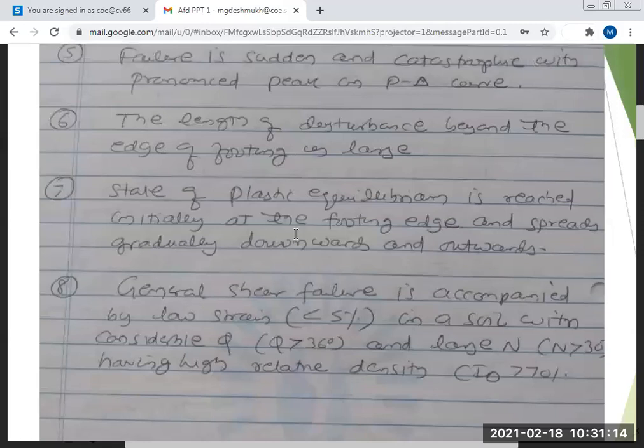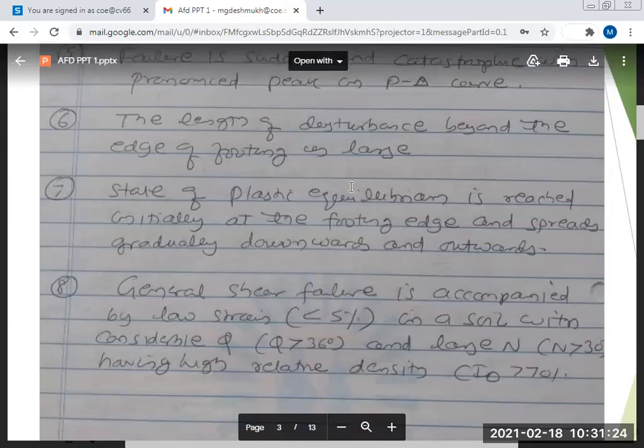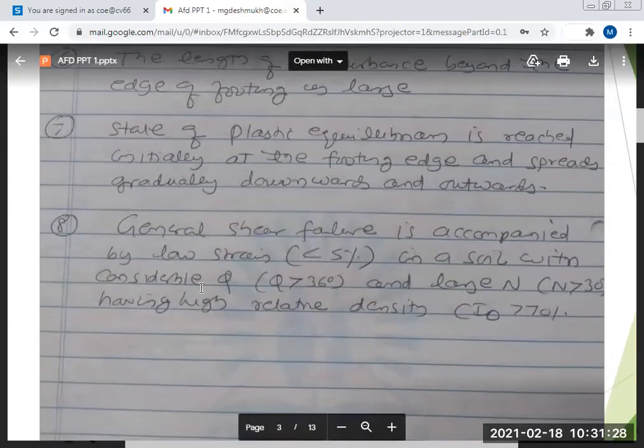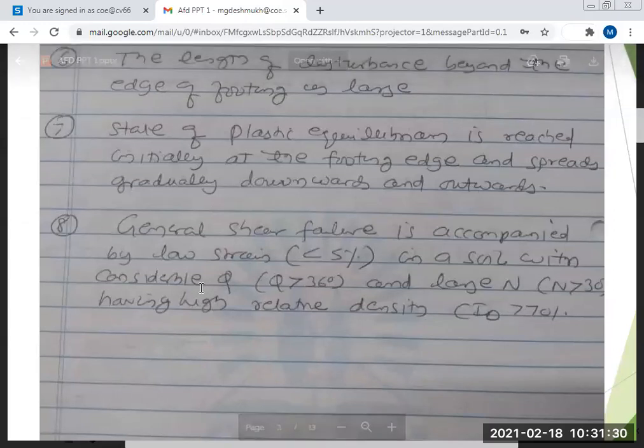Initially, it will be downwards, and after a certain point, it will come outwards, meaning it will go towards the ground level. All these are characteristics of general shear failure, but the most important characteristics of general shear failure are these four. You should know that.